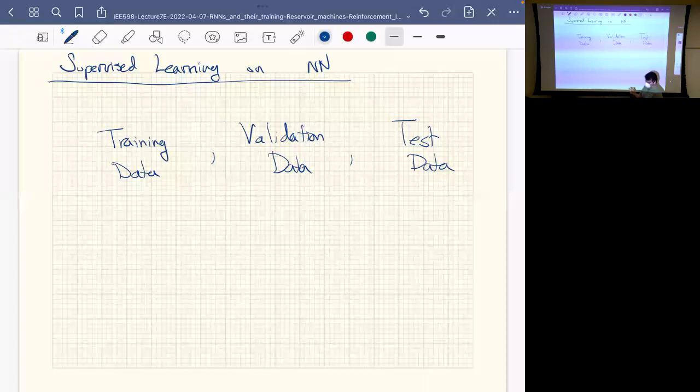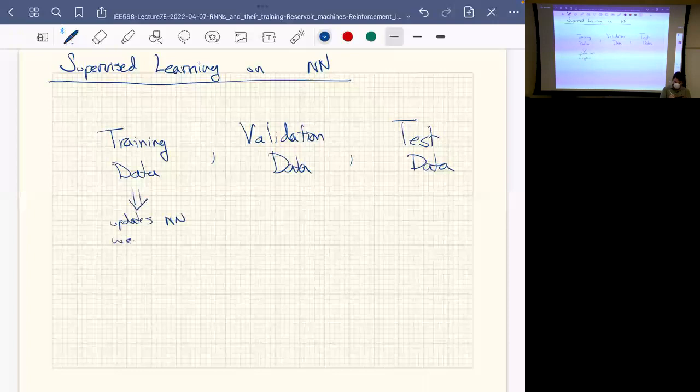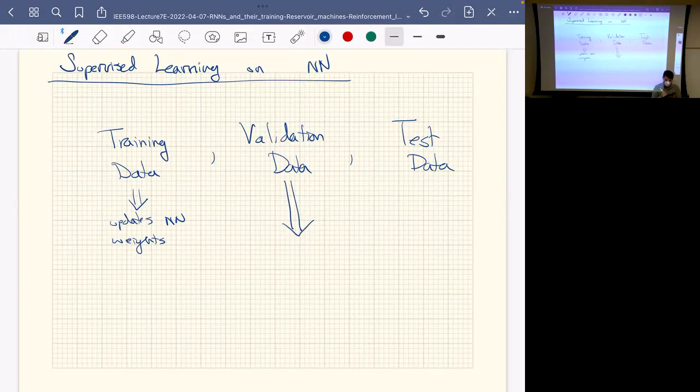And so basically the training data, it's kind of 3 different scales of test. So this here is what actually updates neural network weights. The validation data is actually what helps you choose better hyperparameters.